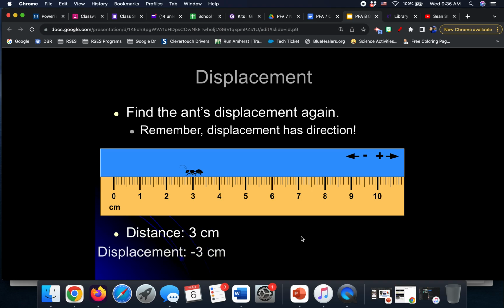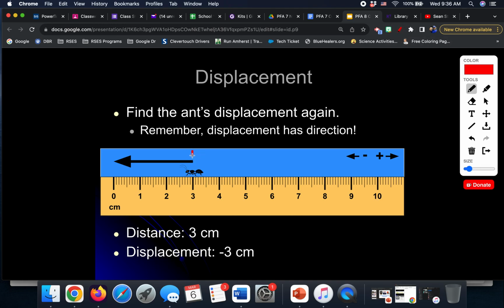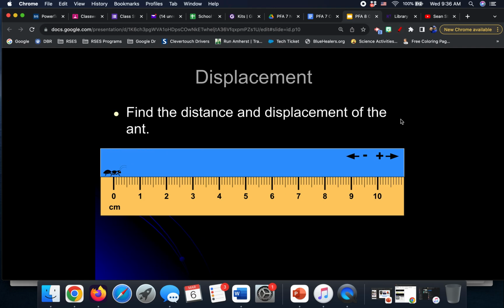In this case, he's walking to the left. He's starting at 3 and going to 0. So his distance is still 3 centimeters. He moved a total of 3, but his displacement now, since he's moving to the left, is negative 3 centimeters. Again, displacement includes direction. So we always have to have a plus, minus, northeast, southwest, something telling us which way he went.